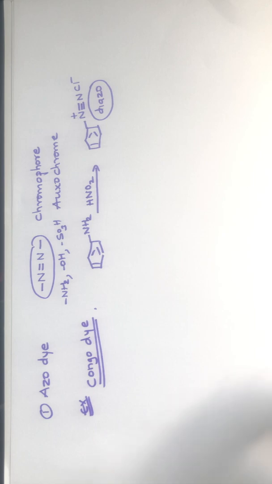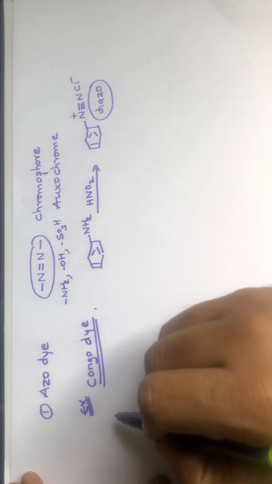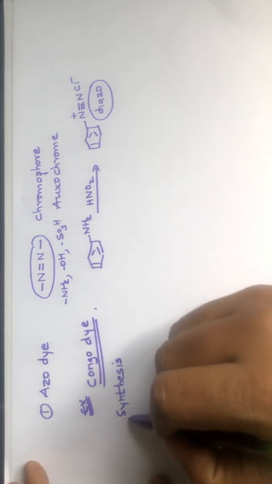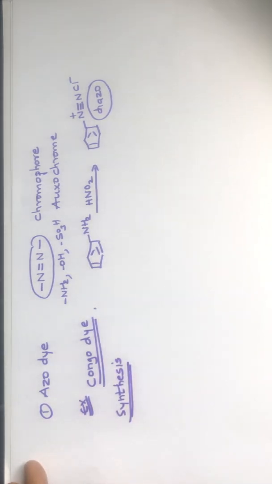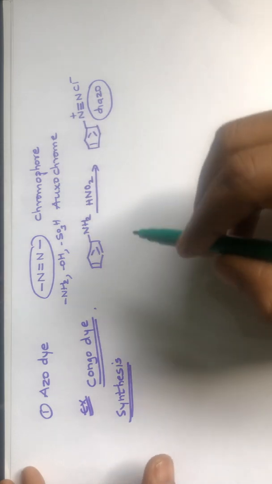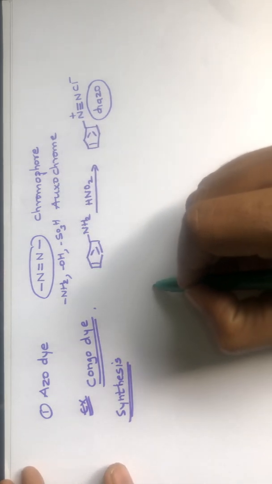So similarly, tetraazotized benzidine, when it is treated with naphthenic acid, you get the Congo red dye. Let us discuss the synthesis of Congo red dye. Now, tetraazotized benzidine is taken.